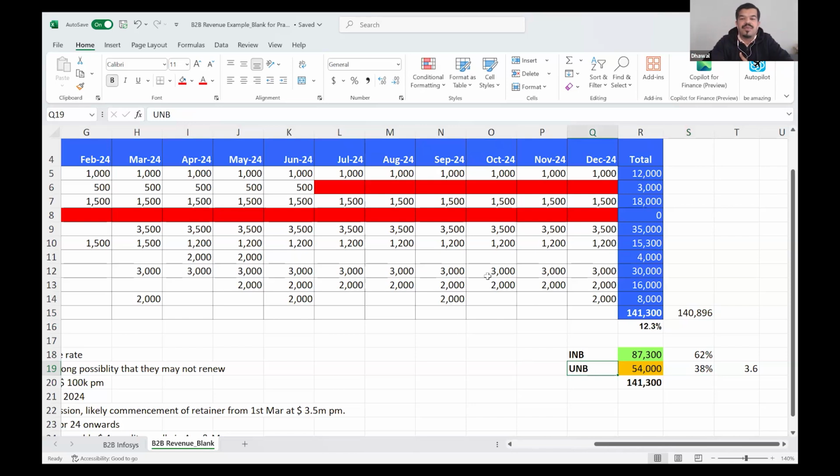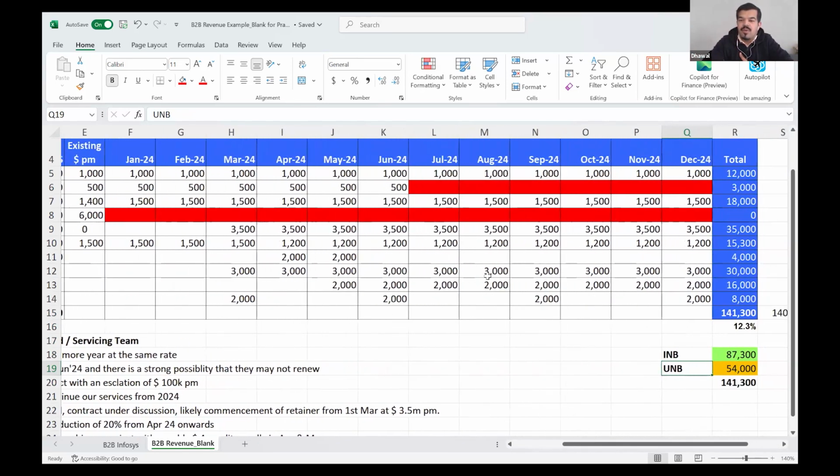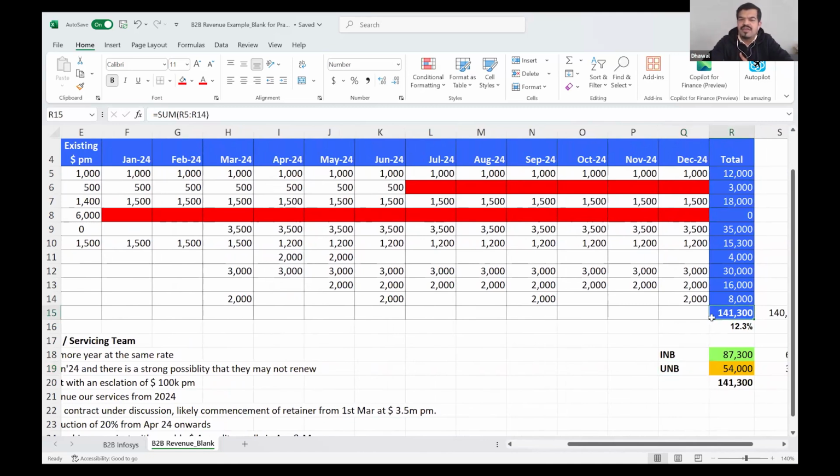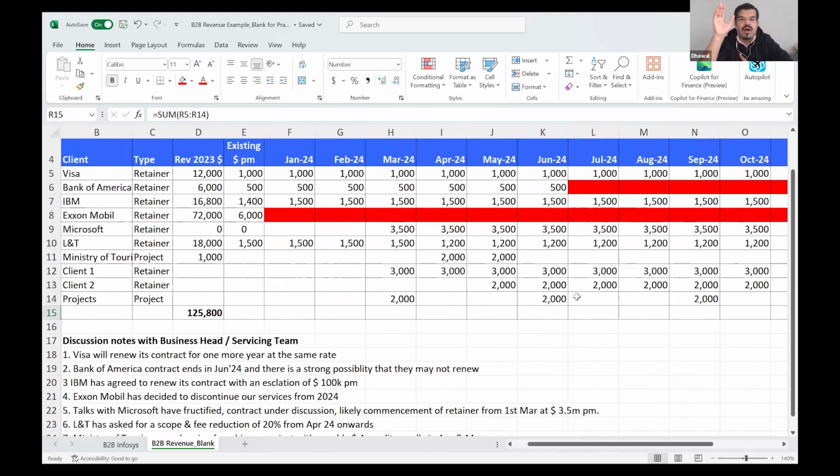Now that we have built our projections, now that we have built our revenue budget for 2024, $1.141 million, looks achievable. Now this is going to be submitted to the group CFO or to the board for approval.